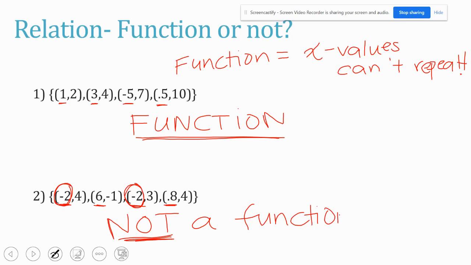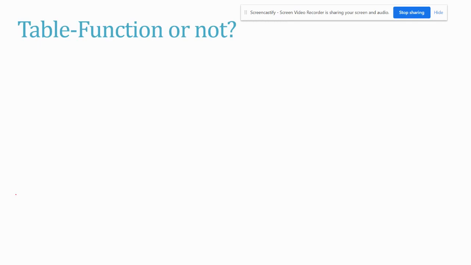If the x values repeat, it is not a function. If the x values do not repeat, like in the first example, it is a function. Okay, let's look at another example. So on this slide, we're going to be given two tables, and we have to identify if it's a function or not.